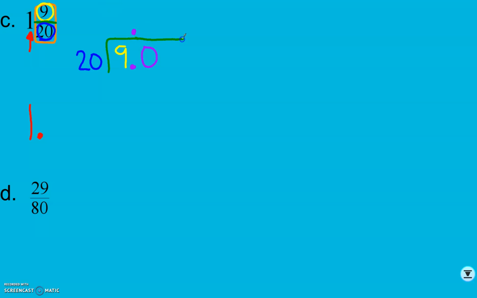When I'm comparing here, 20 goes into 90 4 times. 4 times 20 is 80. Remainder 10. 20 doesn't go into 10, so I add a 0 and bring it down. 20 goes into 100 5 times. Multiply it back. 100 with the remainder of 0. So 0.45 then, since my remainder is 0, is my decimal part here. So it's 1.45.